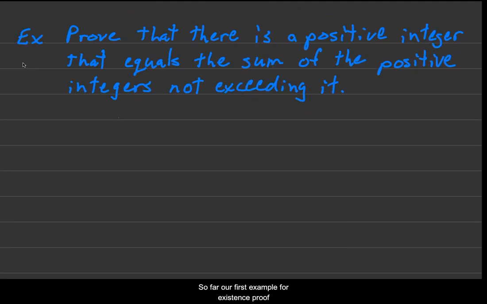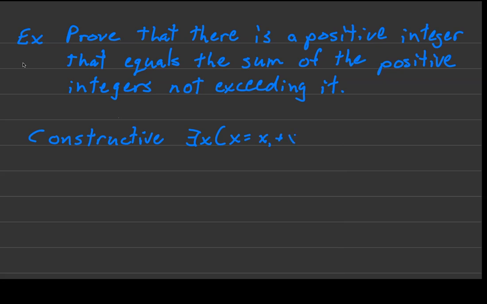So for our first example, for our existence proof, we'll take a look at this one. Prove that there is a positive integer that equals the sum of the positive integers not exceeding it. So we'll choose a constructive proof, and what we're trying to show is that there exists an x such that x is equal to the sum of all the x's before it, x1, x2, up through xn, where xn is less than or equal to x. So that's the setup of the problem.